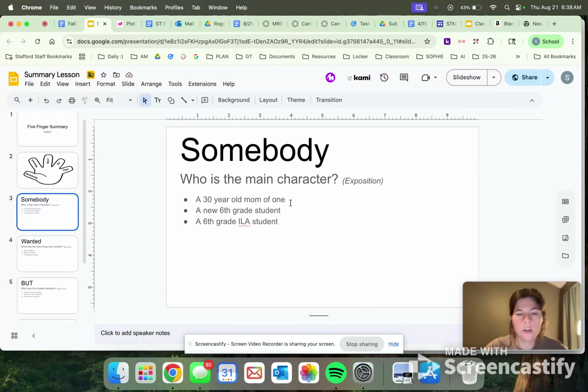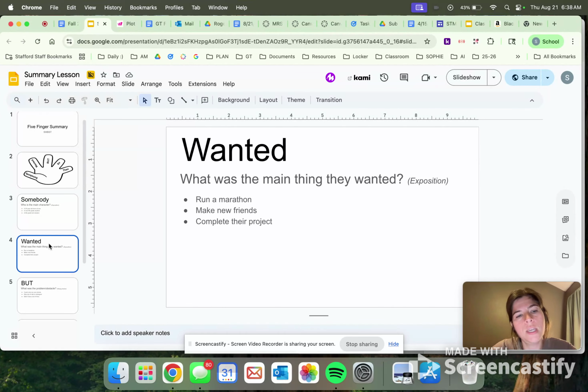So looking at this more in depth, we have our somebody. Who is the main character? I have some examples listed here. Maybe it's a 30-year-old mom of one. Maybe that's me. In Wagon Train, maybe it is a dad telling his daughter a story. So who is the somebody in the story? It could be more than one person. Maybe it's a dad and a daughter. That would be like the exposition of your story. Then wanted. What was the main thing that they wanted?